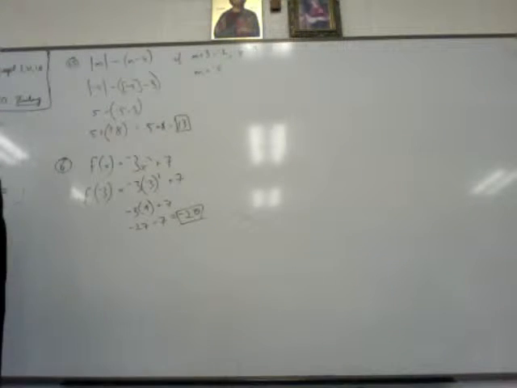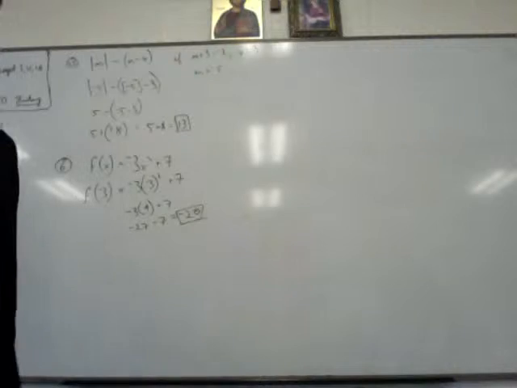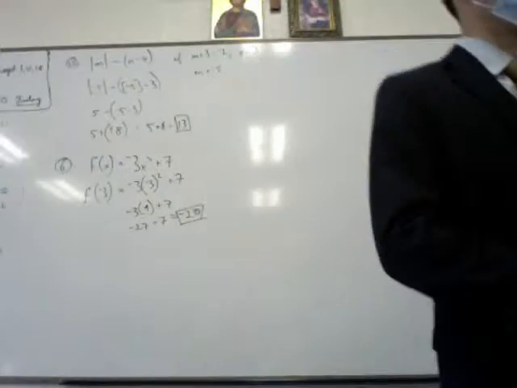I put -3x squared, parentheses -3. Oh yeah. So you should be replacing the x's with whatever the number is there.